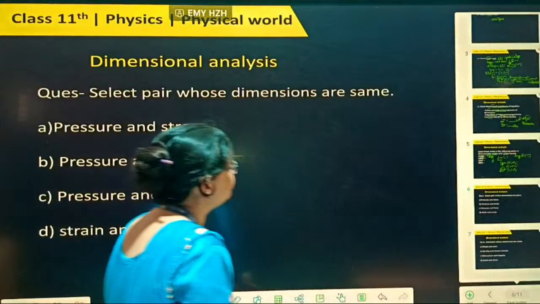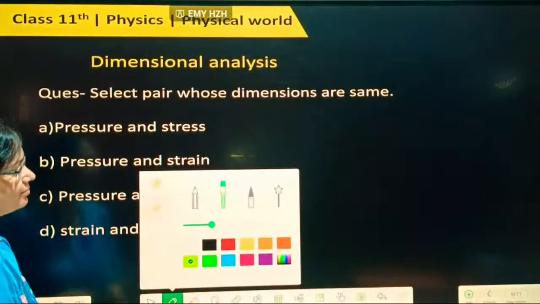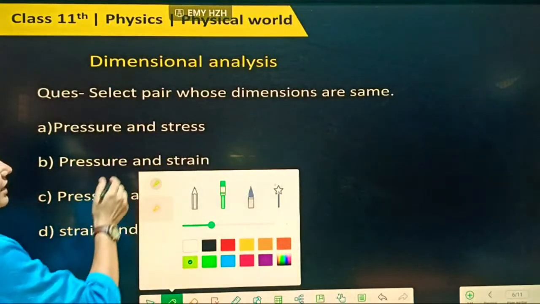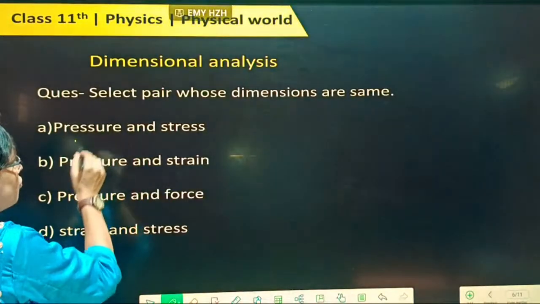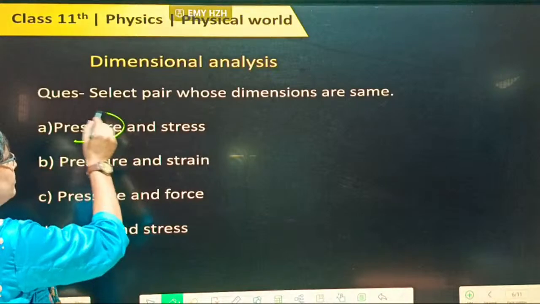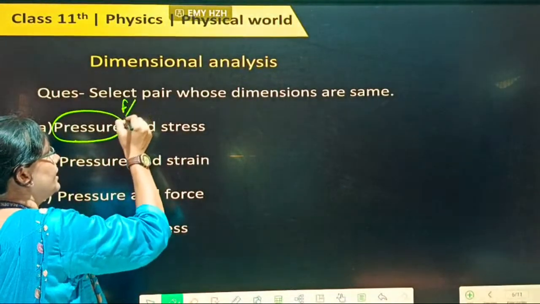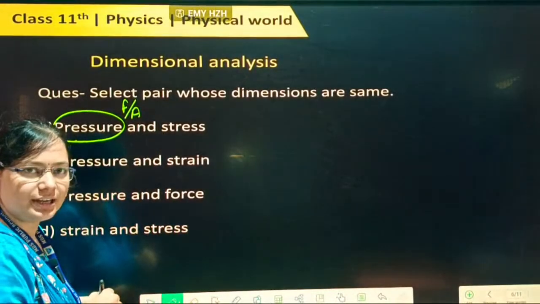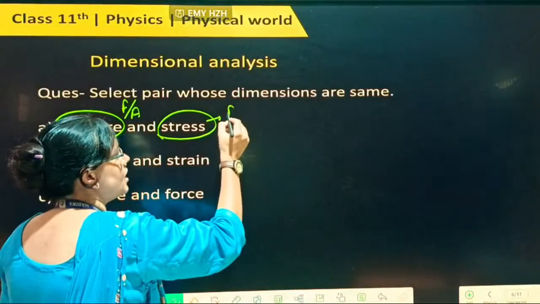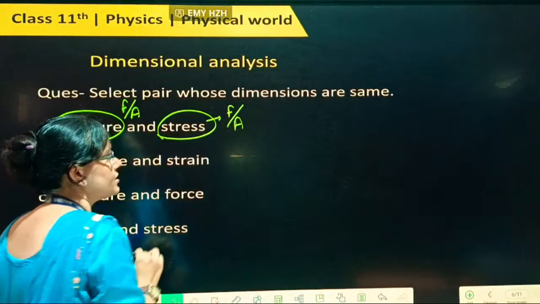Our next question: select the pair whose dimensions are the same. Here 4 options are given. Here we have to check which one is the right option whose dimension is the same. For this, first we have to know about the formula. First one, pressure. What is pressure? Pressure is force per unit area. And stress is also force applied on any body per unit area, that is also known as stress.